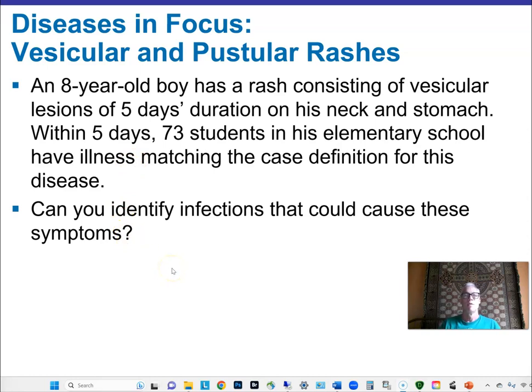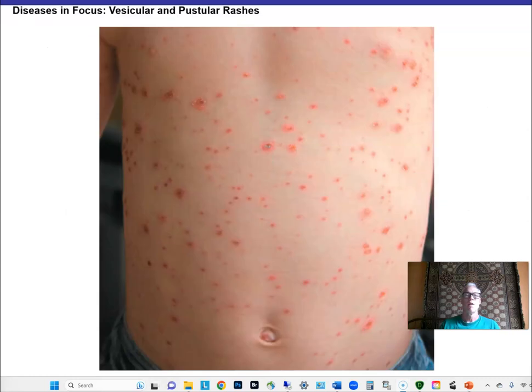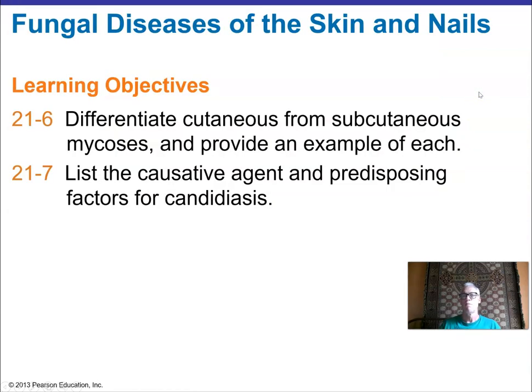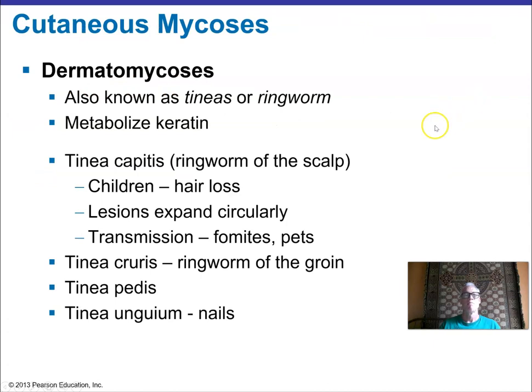How about this one? Vesicular and pustular rashes in an 8-year-old boy, lasting 5 days duration on his neck and stomach. Within 5 days, 73 students in the school got this disease. Very, very infectious, communicable, whatever you want to call it, and that's characteristic of chickenpox. There's a classic look of those pustular rash lesions.